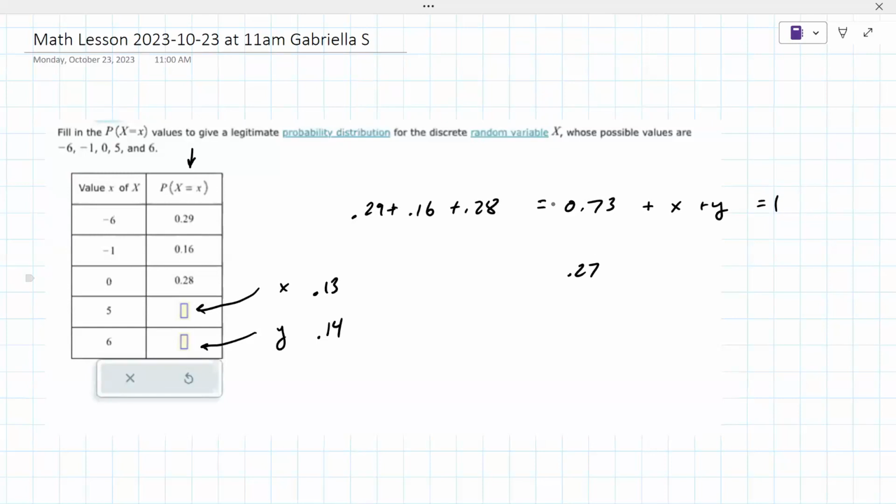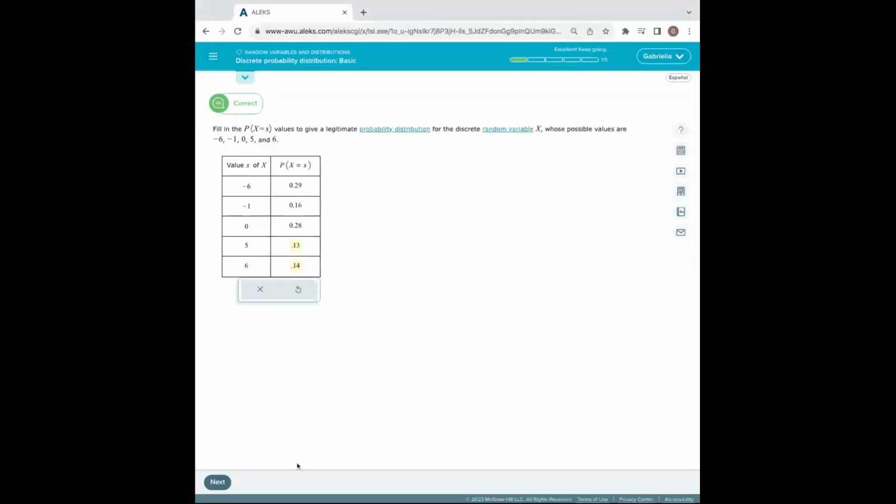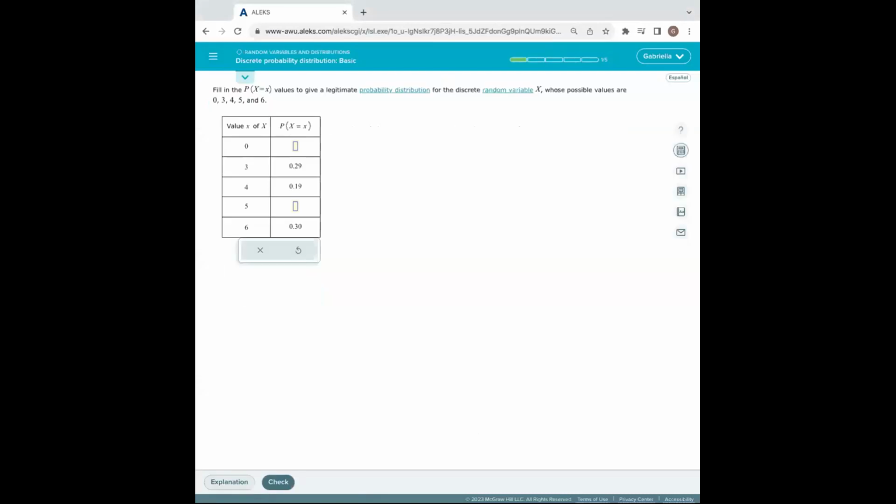Great. I'm going to share the next one. Sometimes they tell you something like they have to be equal, or one is greater than the other, but this one does not. This is actually very, very similar. You want to first add up those three numbers.